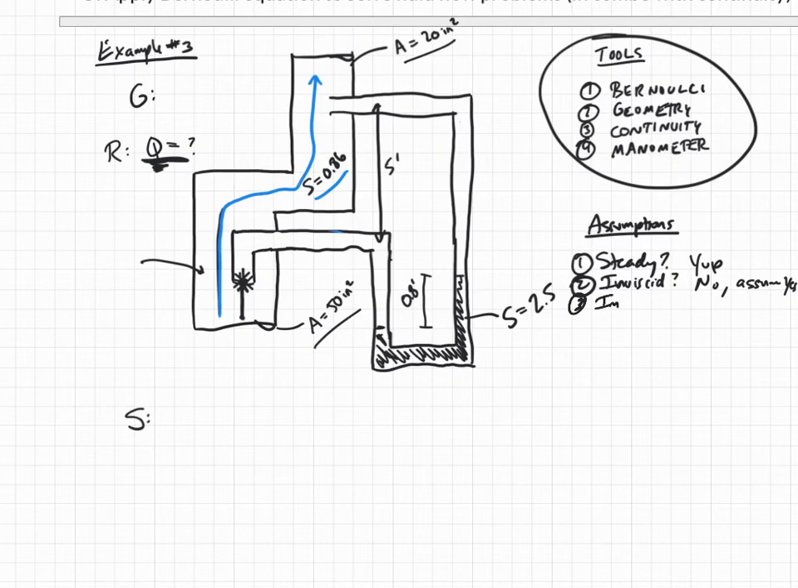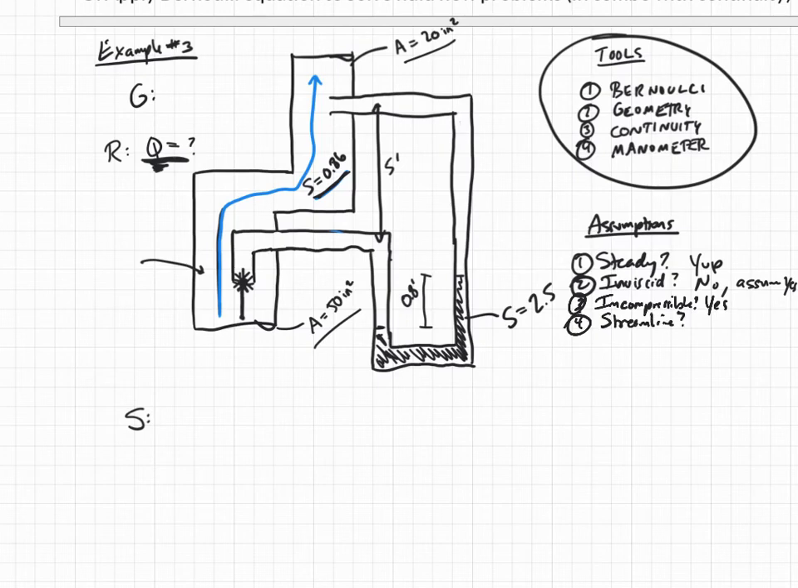Anyway, incompressible. Is this fluid incompressible? Based on its specific gravity, 0.86, it's basically the same as water. I mean, it's 0.86 of water. So we can assume that this is a liquid, and we're going to say yes, this is incompressible. And then the last thing we want to know is, are our 2 points along a streamline?